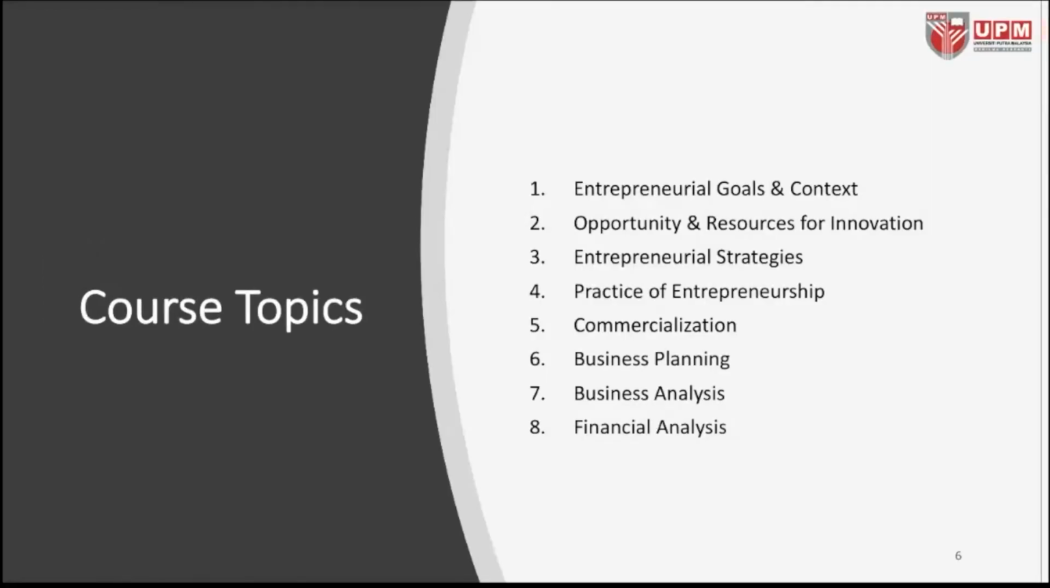Right, there are 8 subtopics, or what we call topics, in this course, and they are divided into 2 basically. One is about entrepreneurship and the other is on the business aspect. The first topic is entrepreneurial goals and context, then we go through opportunity and resources for innovation, then the strategies for entrepreneurs, then practice of entrepreneurship, and we move on into commercialization, business planning, business analysis, and finally financial analysis. We will go through in more detail for each topic to look at the subtopics related to the ones listed here.